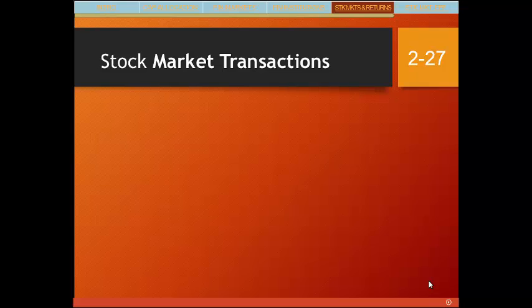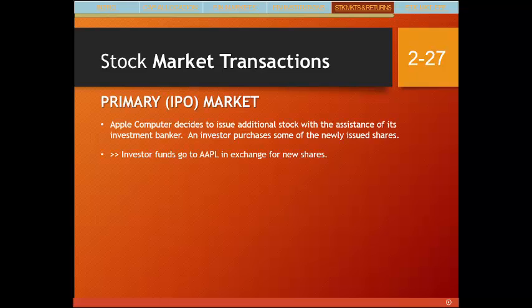Brigham and Houston Chapter 2, Stock Market and Stock Market Returns. This section differentiates a little bit further the distinction between primary or IPO markets and secondary markets where individuals trade among each other. Let's take an example.